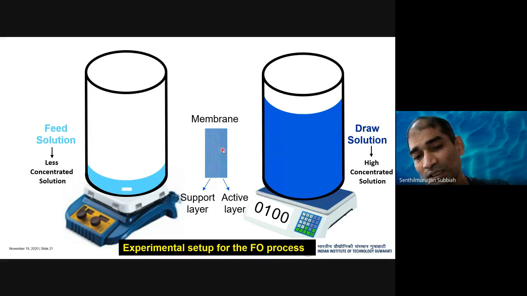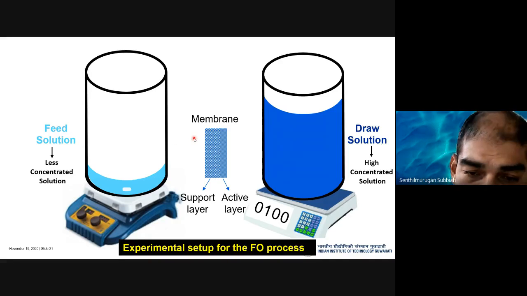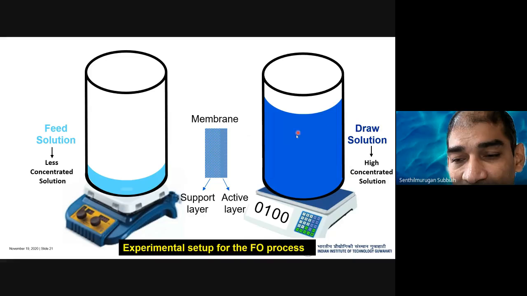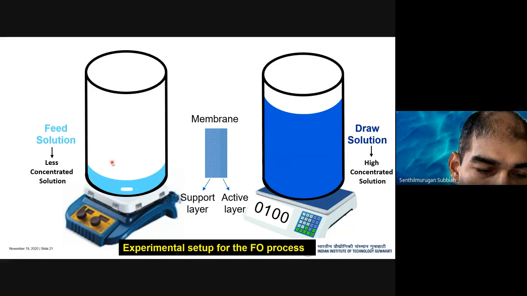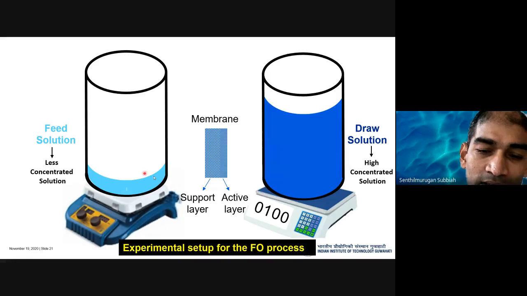Also we can use the active layer facing the feed side. When to use the active layer facing the feed side and when to use it facing the draw side depends upon whether your feed is dirty or your feed is very clean and pretreated. If your feed is not dirty and it is clean, then it can be exposed to the support layer. But if it is not clean and it is dirty, then we need to expose it to the active layer. So one can choose depending on that.